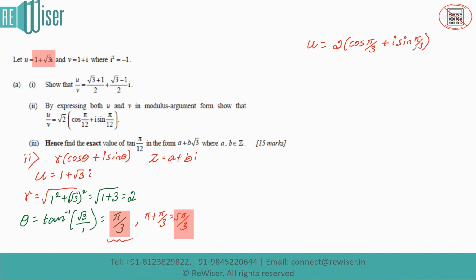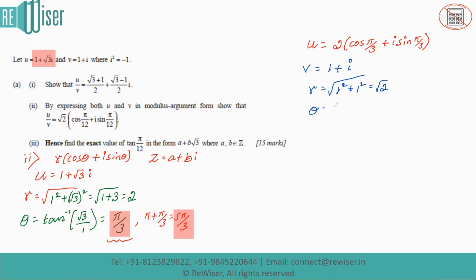So similarly, we have to do the same thing for v. So now we have v to be 1 plus i. So in place of a, we have 1. In place of b also, we have 1. So in that case, my r value would be square root of a square plus b square, which is nothing but square root of 1 square plus 1 square, which is nothing but square root of 2.